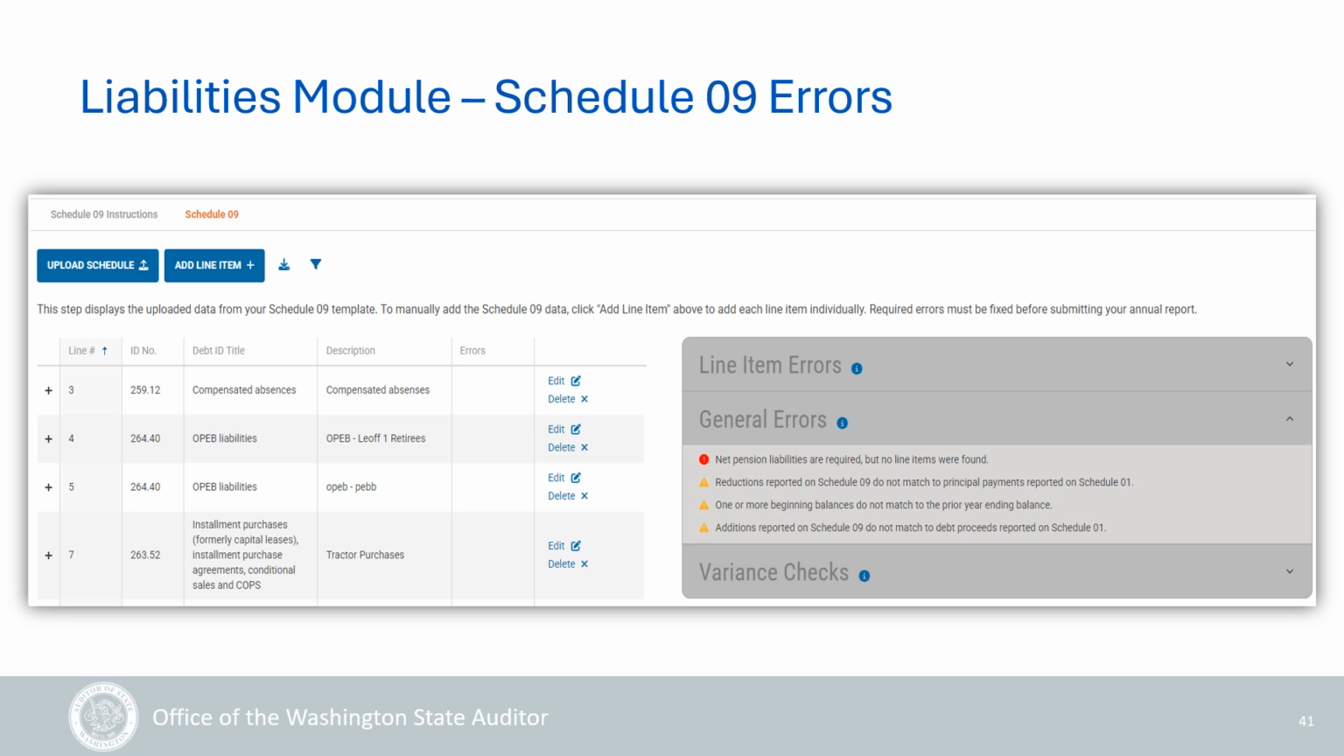Once the data is imported, it's time to evaluate any errors received. The errors are categorized the same way as the Schedule O1. As you can see, there are gray headers for the three categories of errors. There aren't many line item errors for the Schedule O9, but could happen if you use an incorrect ID number. So let's take a closer look at the general errors.